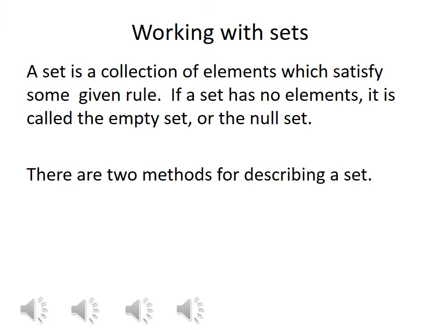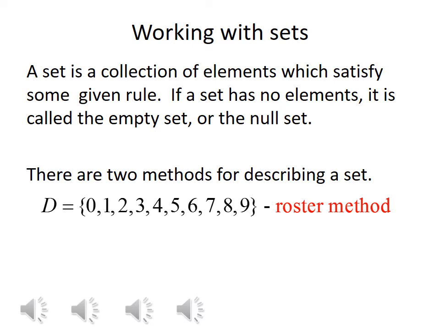There are two general methods for describing a set. The first method is called the roster method. In the roster method, you simply list every element of the set. So for example, we have D equals the set of numbers 0, 1, 2, 3, 4, 5, 6, 7, 8, and 9. So we've listed each number that's a part of the set.